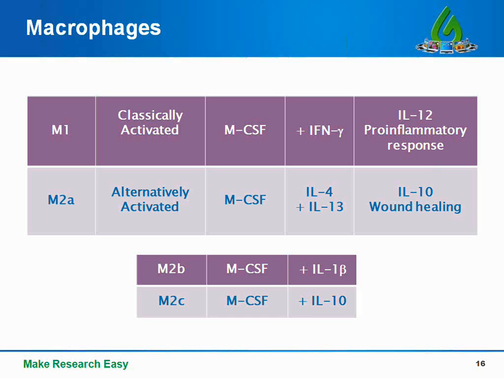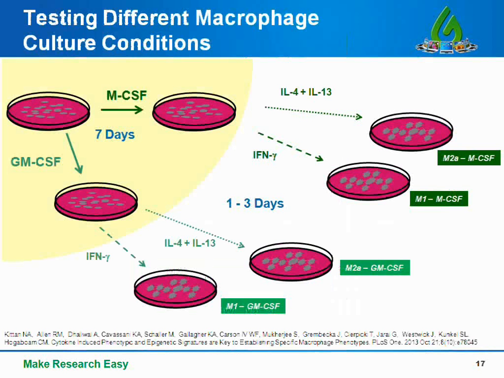Now, most protocols use MCSF to differentiate HSCs into macrophages regardless of the polarization. However, there has been debate suggesting that culturing macrophages in GM-CSF instead of MCSF results in M1-like macrophages expressing high levels of IL-12 and low IL-10, while using MCSF will induce M2-like macrophages that have low levels of IL-12 and high levels of IL-10. Now, to help resolve this debate, a group of researchers tested the effect of MCSF versus GM-CSF on macrophage differentiation and polarization.